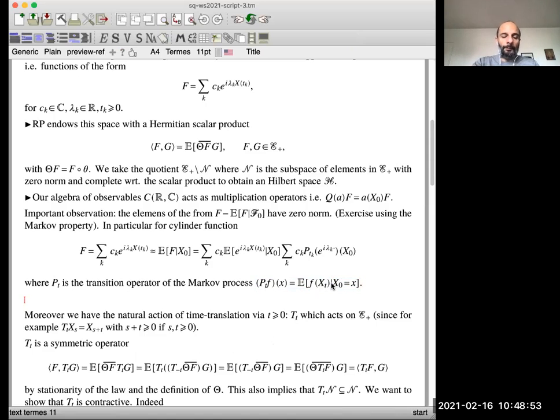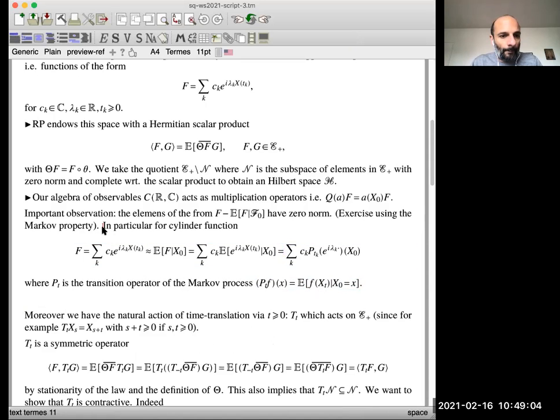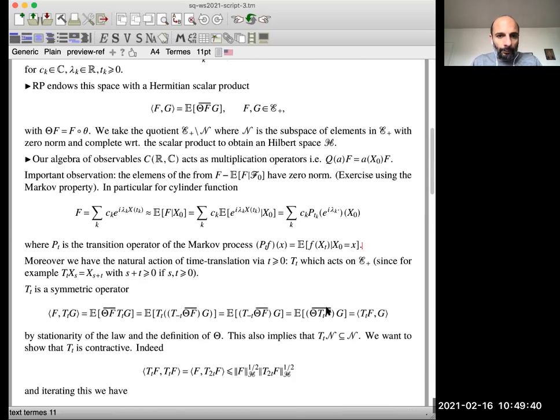So this tells you the probability to go from one point to another in a given time. So any function in the Hilbert space is essentially equivalent to a function which depends only on the initial point. Because you can project, and the projection just removes the null vectors. So this tells us something about the function.